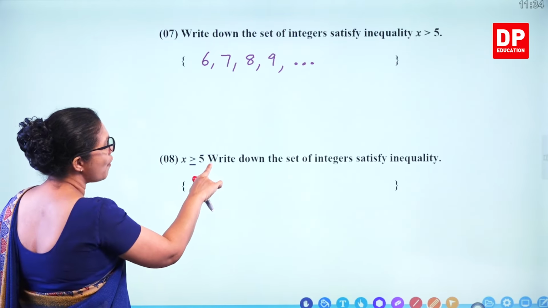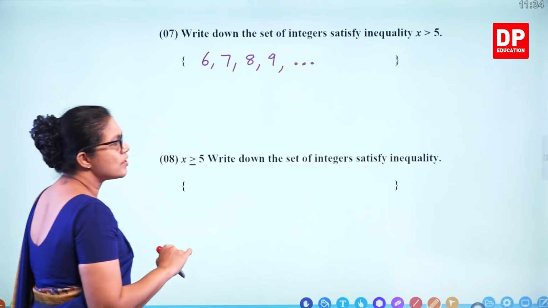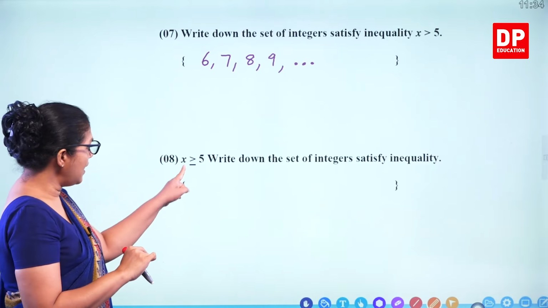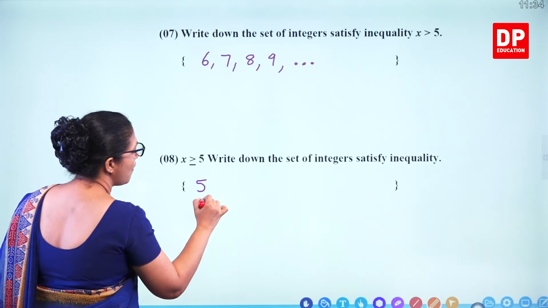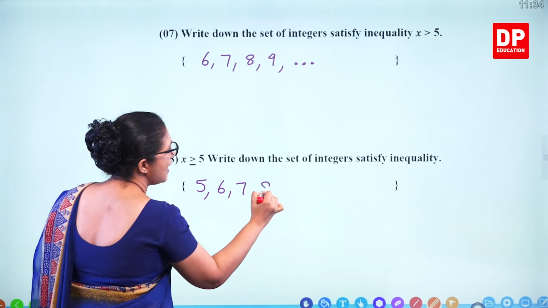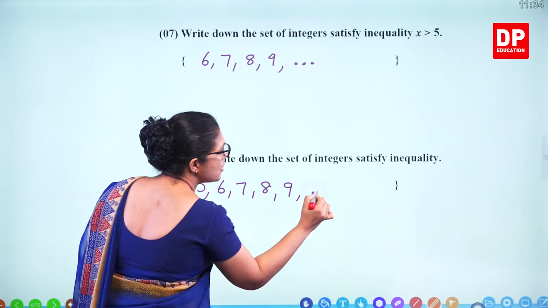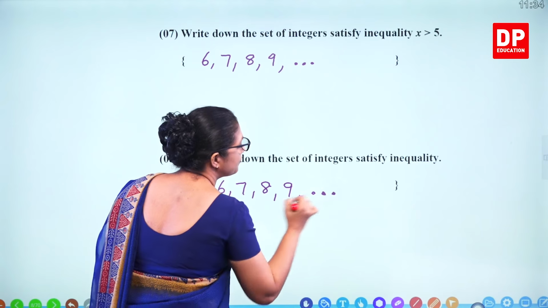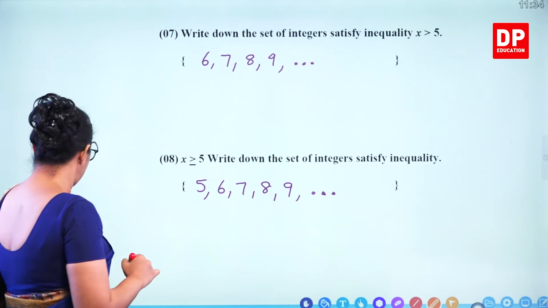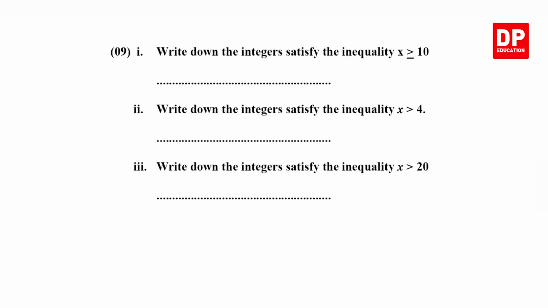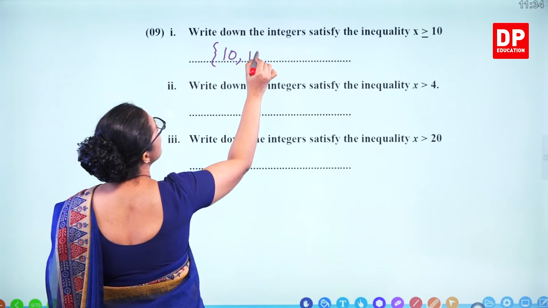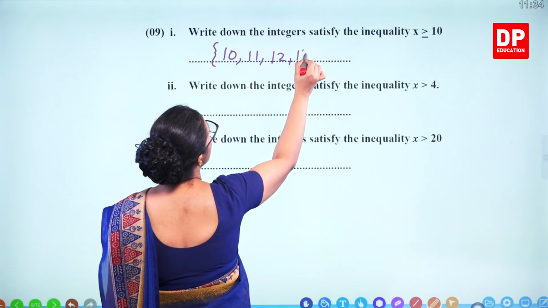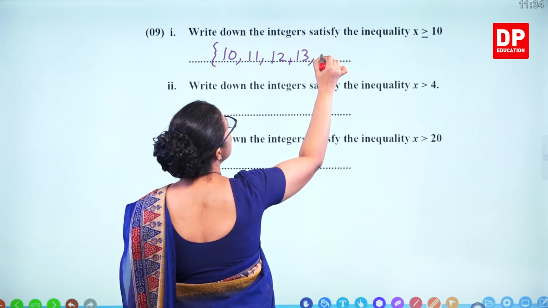X greater than or equal to 5. Write down all the integers that satisfy the inequality. Here the equal sign is there, so that means 5 is also included. 5, 6, 7, 8, 9. You can put 3 dots. Write down the integers that satisfy the inequality X greater than or equal to 10. 10 you can write, 11, 12, 13. No need to write everything. Put 3 dots.